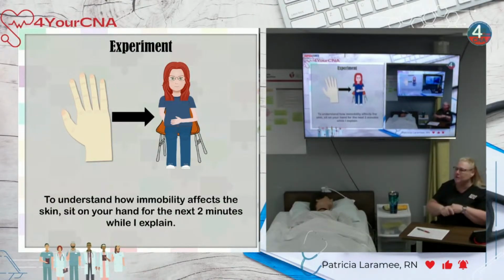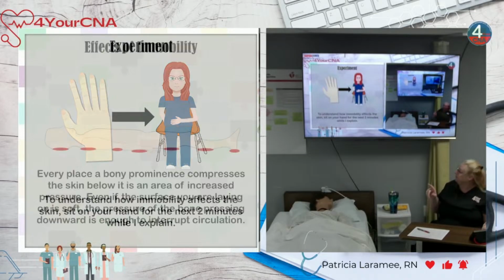So what I want you to do is sit on one of your hands. Just place one of your hands underneath your leg. You're going to leave it there for 2 minutes, and it's going to feel like the longest 2 minutes of your life because you're going to want to take that hand out. Please don't. Bear with me. 2 minutes. I'll tell you when to take it out.